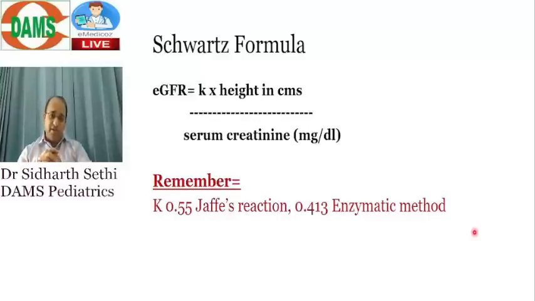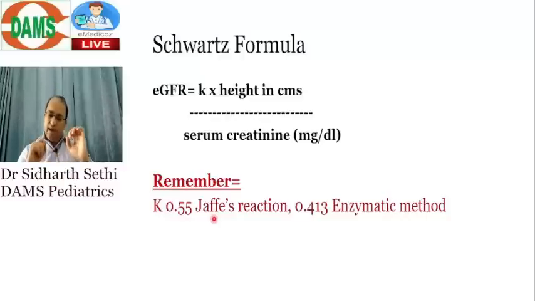He's in Rochester, America. So he gave this formula many years back that you can estimate the GFR by a formula. K is a constant multiplied by height in centimeters divided by serum creatinine in milligrams per deciliter. Now K, if you are estimating creatinine by the old Jaffe's reaction between 2 to 12 years, the K is 0.55. So this was the first K which Dr. Schwartz gave. Now if you use this reaction, we used to overestimate the GFR.